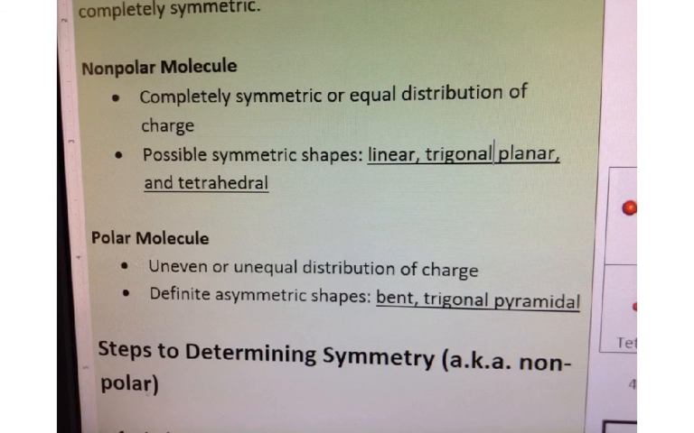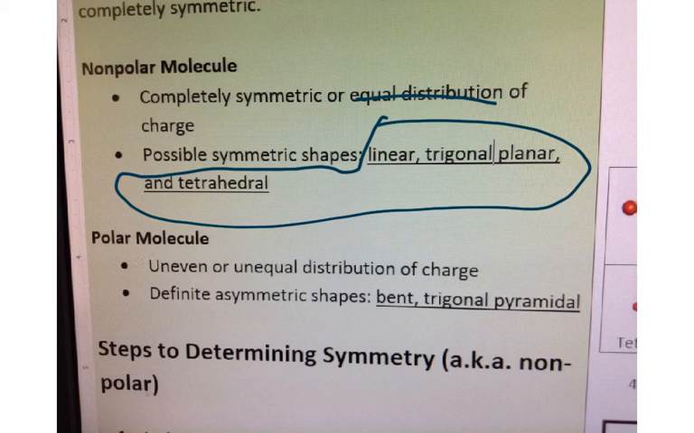There are two types of molecules: one is nonpolar and one is polar. Nonpolar, just like with nonpolar bonds, is where it is completely symmetric, or there's an equal distribution of charge. You do need to memorize the possible shapes that could form a nonpolar molecule, where the electrons are distributed evenly: linear, trigonal planar, and tetrahedral. These are possible symmetric shapes. Just because a molecule has one of these shapes does not necessarily mean it is nonpolar. It just has the possibility.